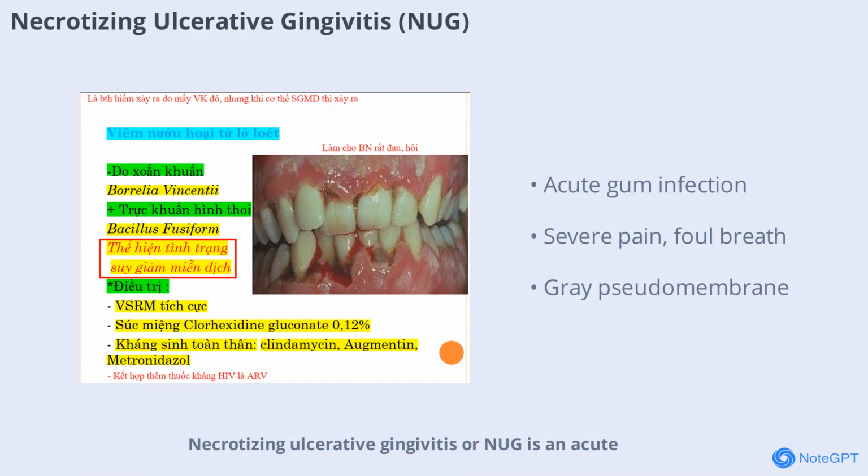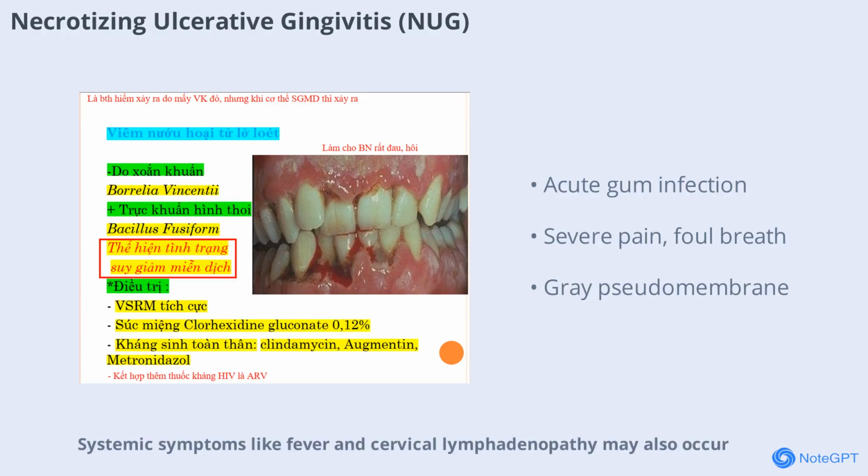Necrotizing ulcerative gingivitis, or NUG, is an acute, destructive infection of the gums caused by a combination of spirochetes and fusiform bacteria. It often affects individuals with poor immunity, high stress, or underlying conditions like HIV. The disease starts at the interdental papillae, causing severe pain, foul breath, metallic taste, and ulceration covered by a gray pseudomembrane.